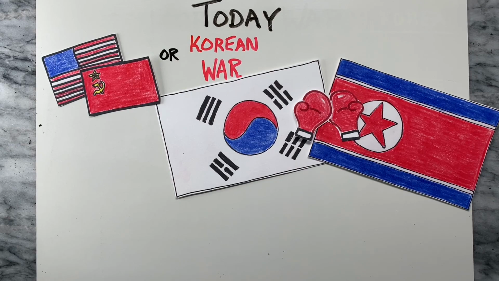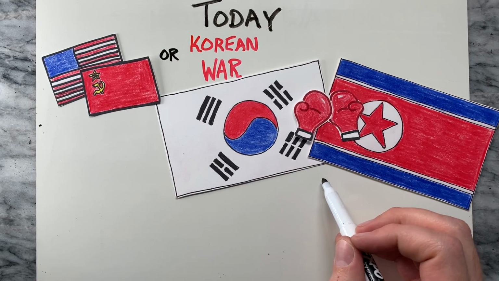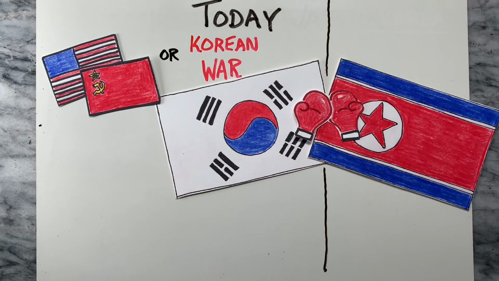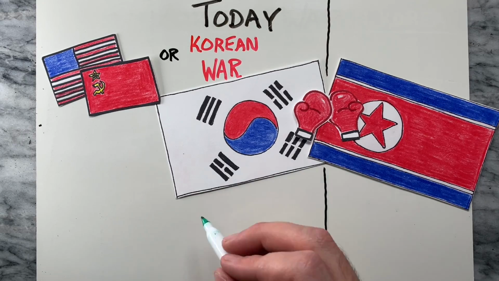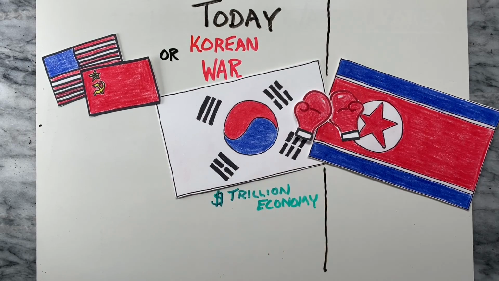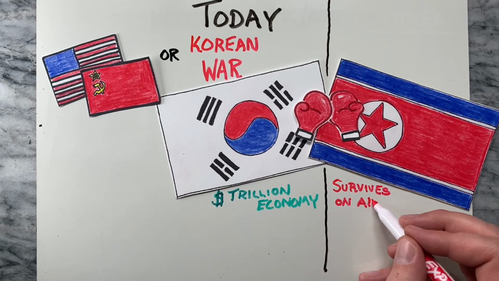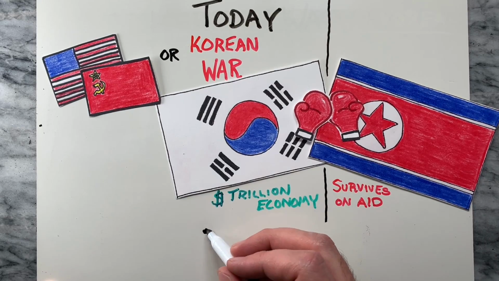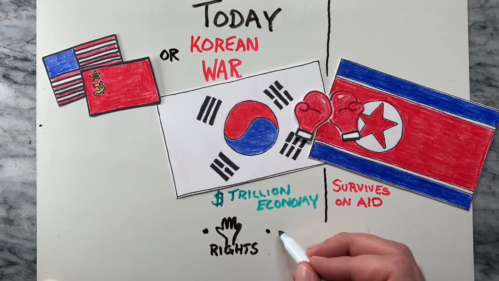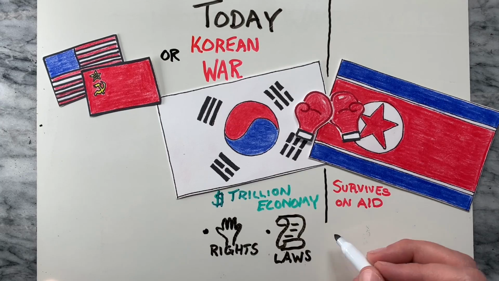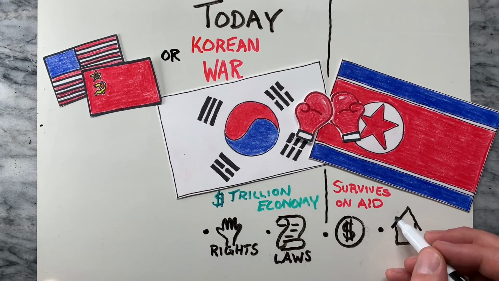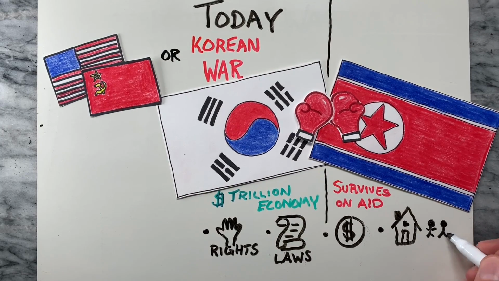Today, North Korea and South Korea are not only separated politically and geographically, but almost 7 decades of separation has turned them into different worlds. South Korea is among the trillion-dollar economies, while North Korea's population still survives on aid. The two nations have different citizen rights, laws and order, economies, societies, and daily life.